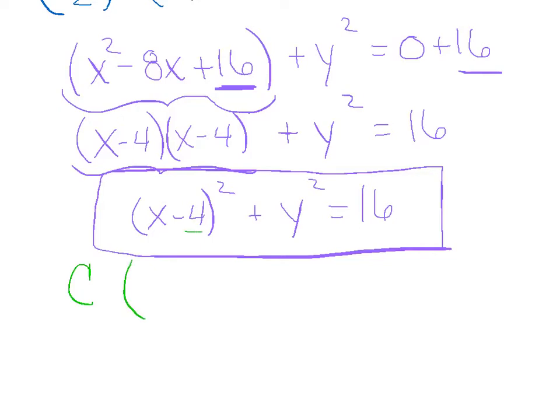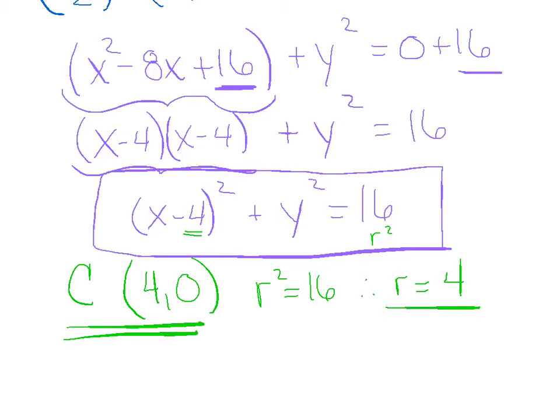My center is negative 4, so I'm actually going to use a positive 4. There's no y term there, so the y-coordinate is 0. And I like to write out that 16 is actually what r squared is equal to. Therefore, the radius is actually 4. Just recall that this is your r squared term. Many times it's a nice perfect square, but sometimes it's not. So I have a center of 4, 0, and a radius of 4.